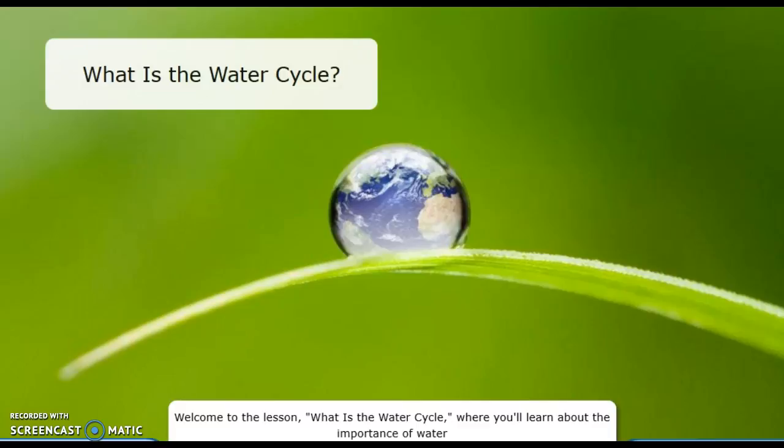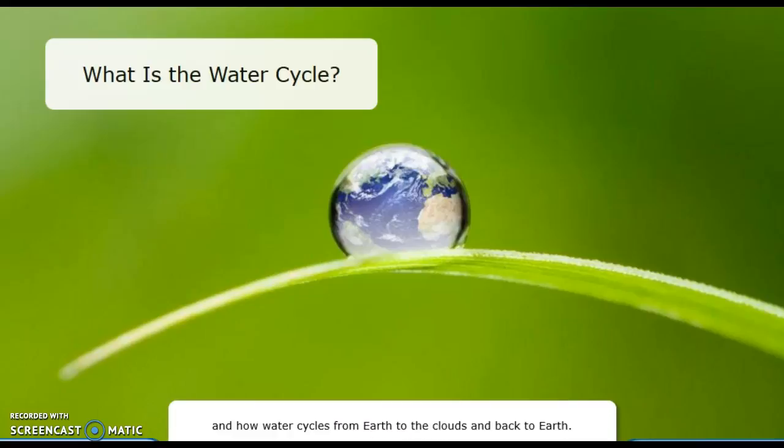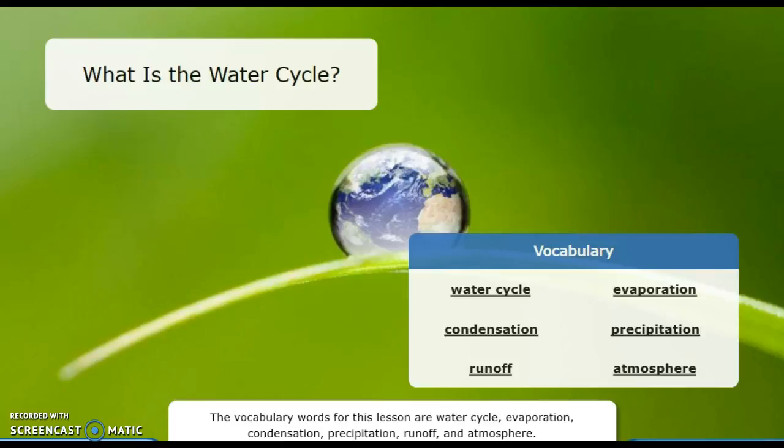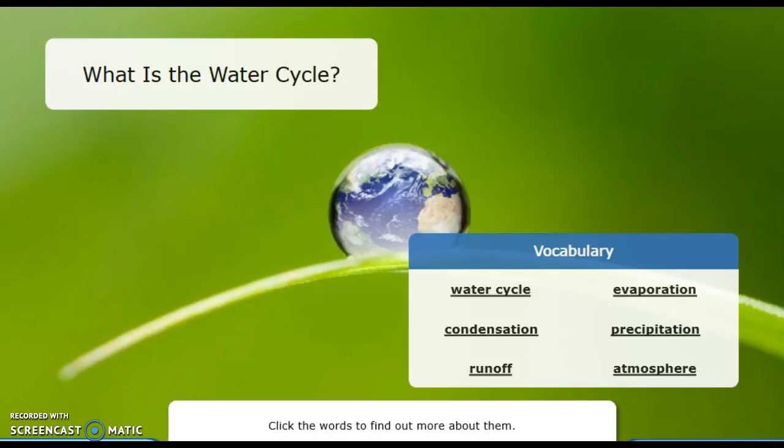Welcome to the lesson, What is the Water Cycle?, where you'll learn about the importance of water and how water cycles from Earth to the clouds and back to Earth. The vocabulary words for this lesson are water cycle, evaporation, condensation, precipitation, runoff, and atmosphere. Click the words to find out more about them.